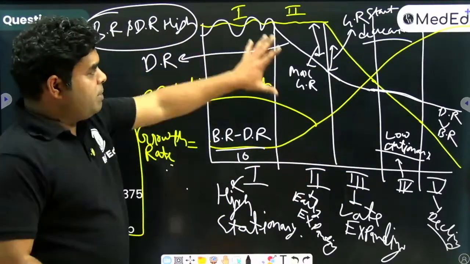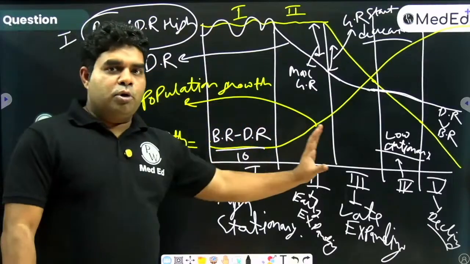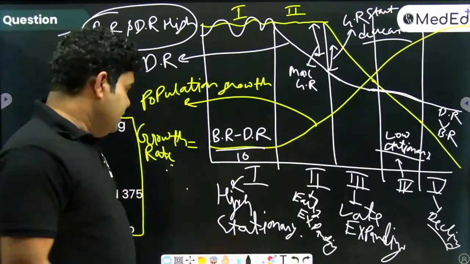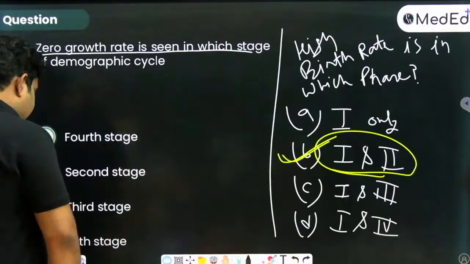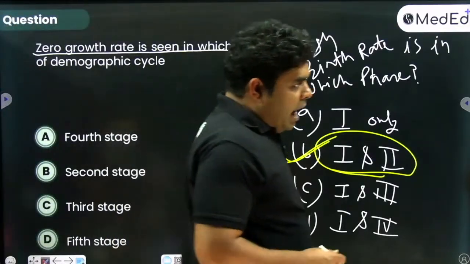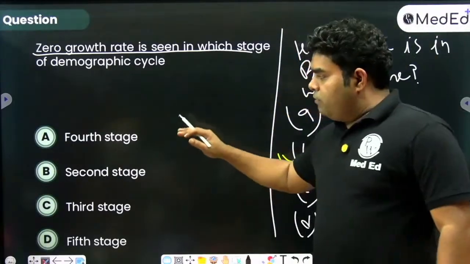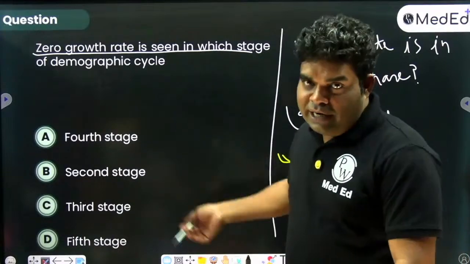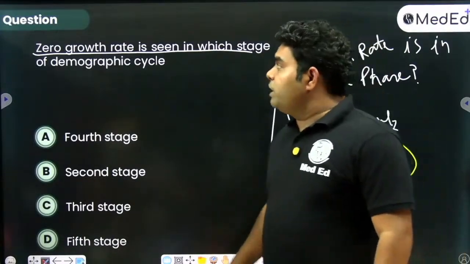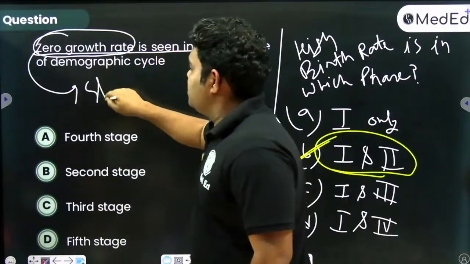So if you remember this much part, I am hoping one question will again come from marking or from the demographic cycle part, which you can answer. That's why I was going into much detail. So now let's come back to our question. Our question was, the zero growth rate is in which stage? Fourth, second, third, fifth. Can you answer? Where will you find zero growth rate? Zero growth rate simply means population is stationary.